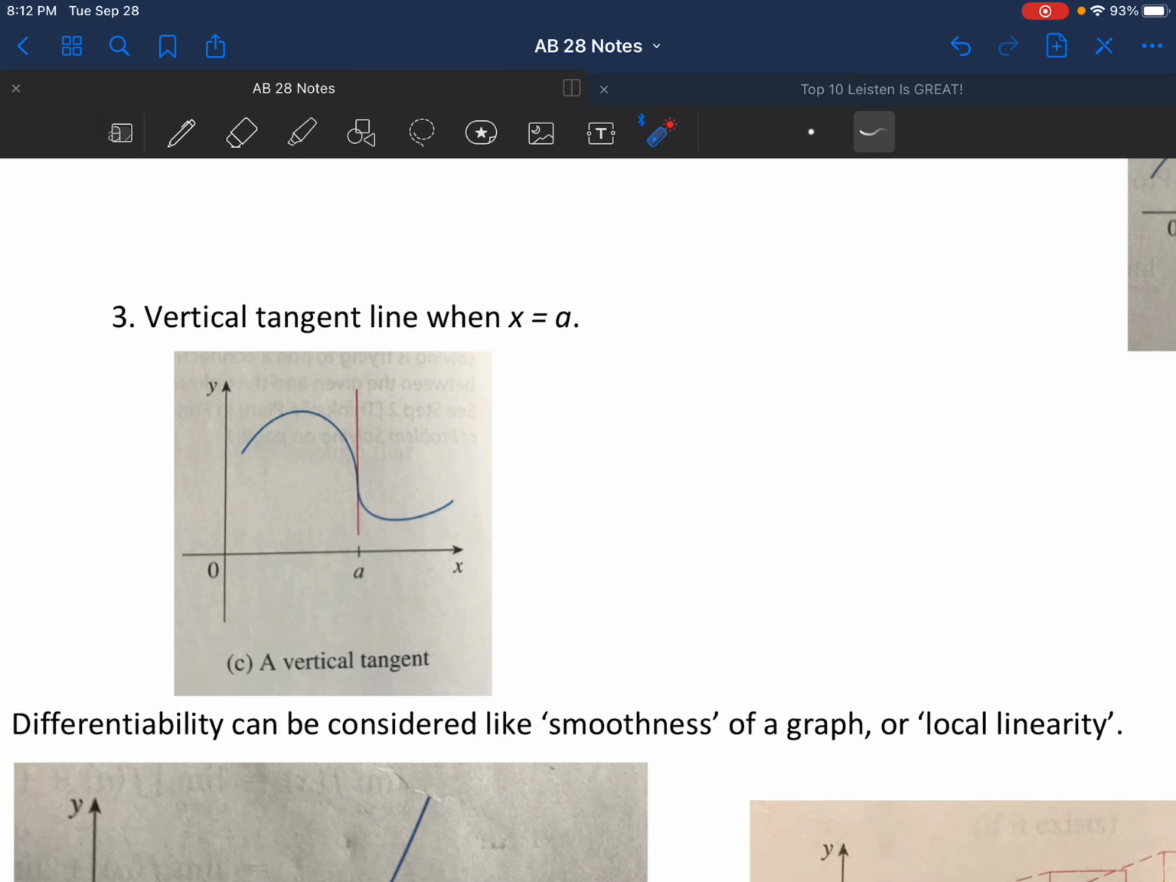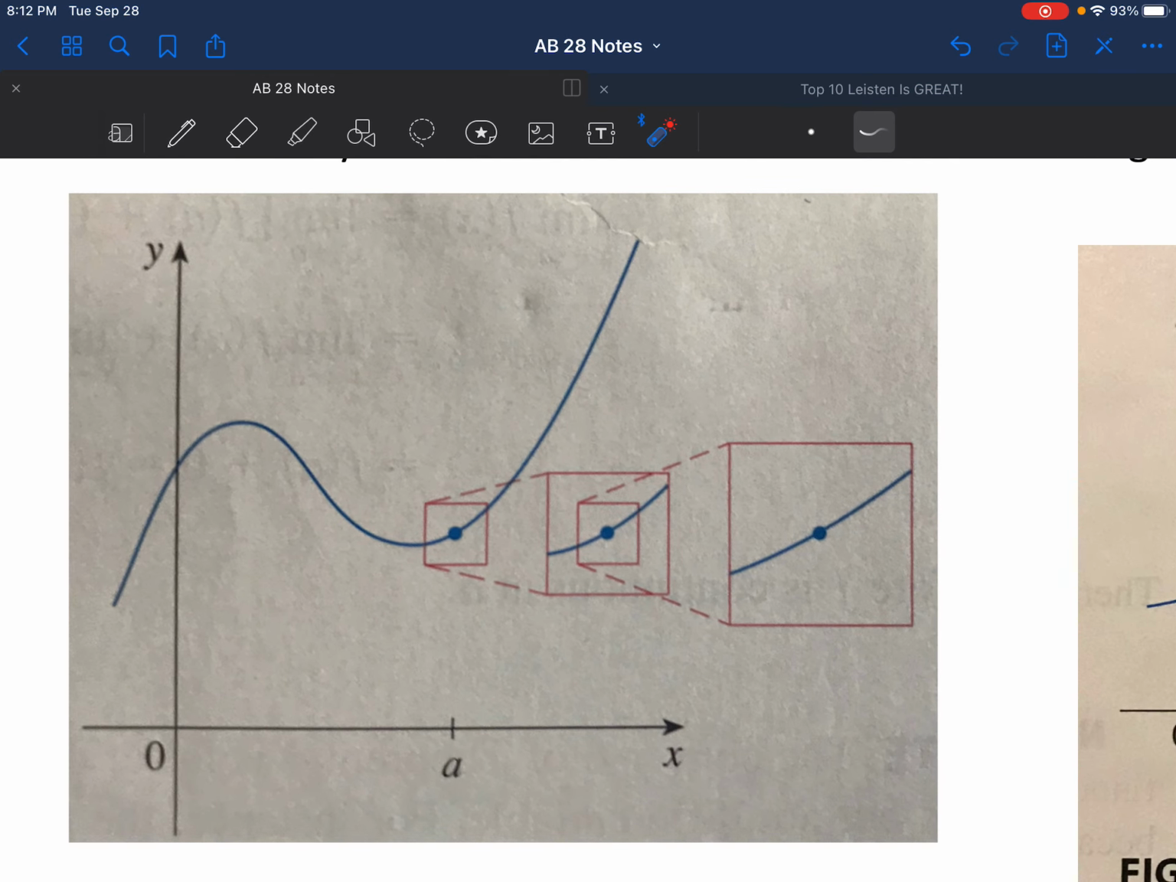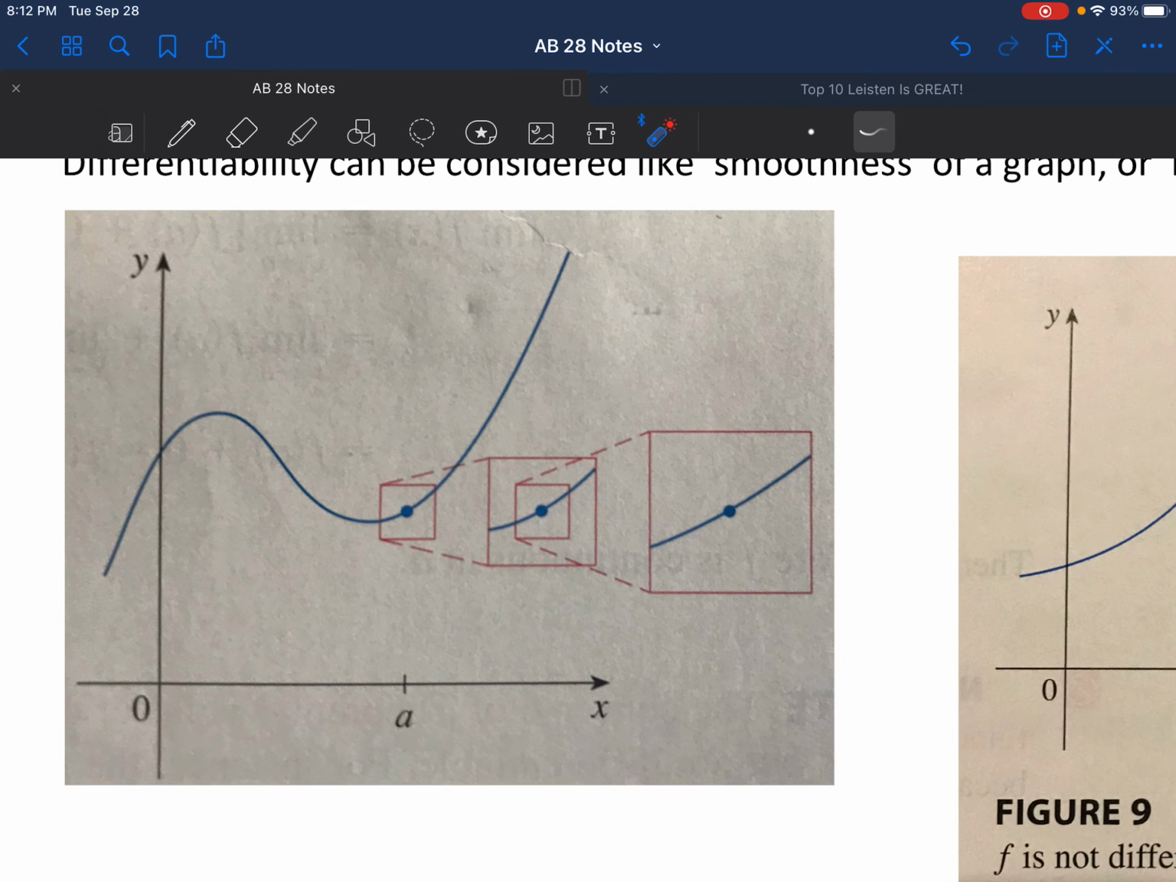Now, I like to think about differentiability. It's all about the smoothness of a graph, or a function being locally linear. Here's an example where we have a tangent line. And the idea is it's smooth at that point. If we zoom in, and you can see the cutaways there, our function looks like a straight line. If we were to zoom in enough, on the calculator or Desmos or some other activity, it would look just like a straight line passing through a point. So our tangent line is almost identical over that small scale. It's smooth.